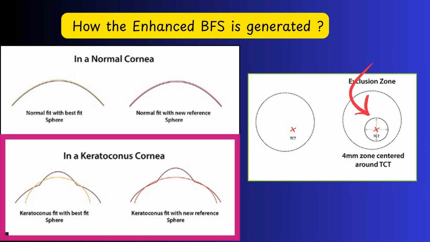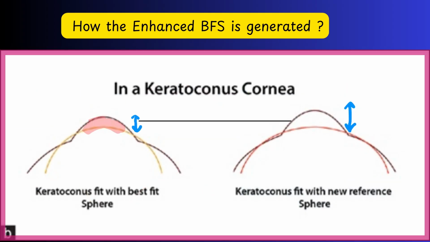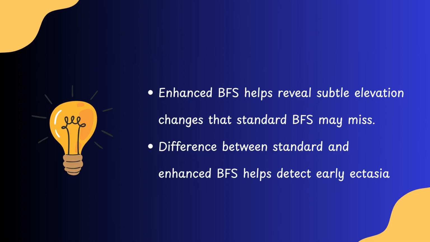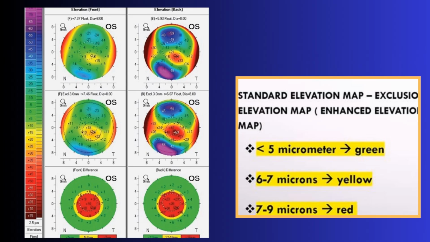As you can see in the image, the standard best fit sphere includes the values from the ectatic zone as well, making the elevation difference appear less significant. But the enhanced best fit sphere excludes the cone, which makes it more prominent and visible. So in simpler terms, the enhanced best fit sphere prevents the cone from biasing the reference surface, and this makes it easier for us to detect early keratoconus. So let's try to understand this difference map.